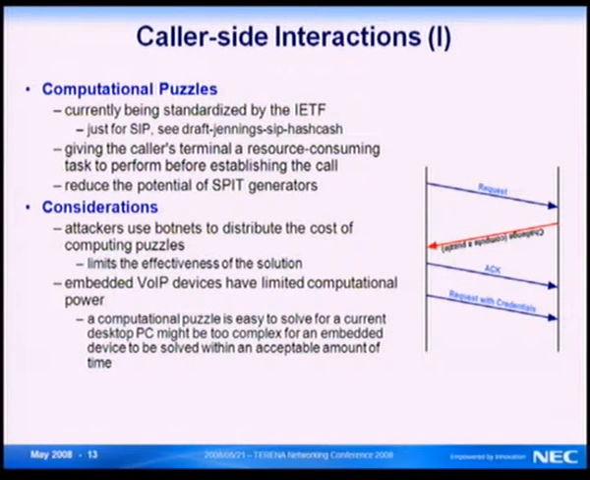Okay, now if you go one step further and you want to interact with the caller, why would you want to do caller interaction? You want to do it to find out, is the caller a human or a machine? Because most probably many spit calls that we will receive in the future will be generated automatically by machines. So you want to do some tests to find out if this is a human or not. Again, one thing you can do is computational puzzles, which again is currently being standardized by the IETF. There are some links to some drafts. So what you would do is give the caller, or actually the terminal of the caller, an automatic challenge that it needs to solve, which should take some time. And if this gets solved successfully, the call gets put through.